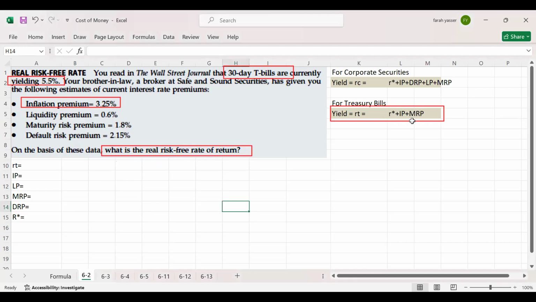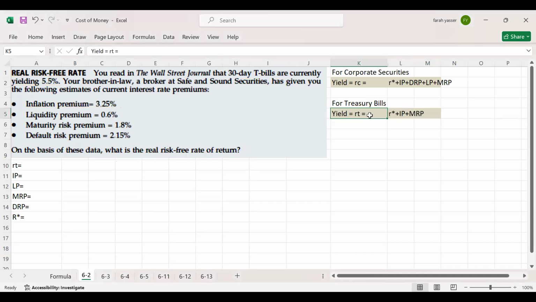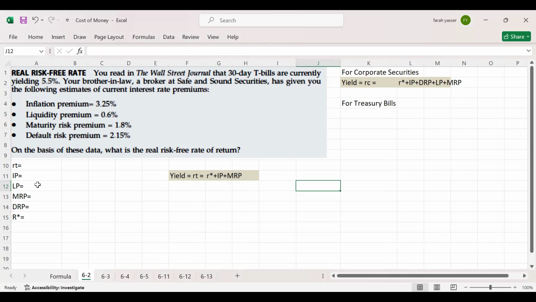Here we have this formula regarding treasury bonds. So we can take this here. We will complete it via this formula. So r_T is the given yield, 5.5%. Inflation premium is given as 3.25%. Then liquidity premium is given as 6%.